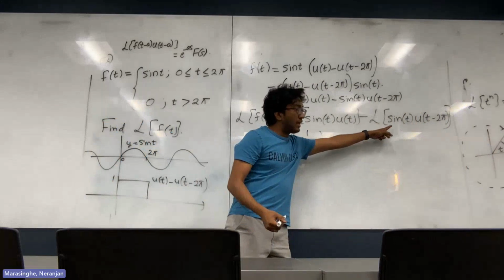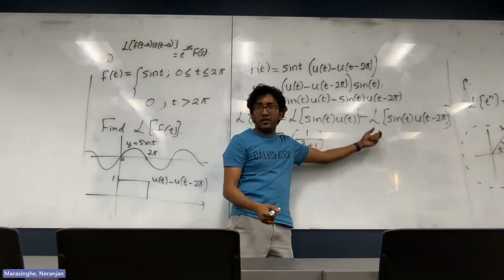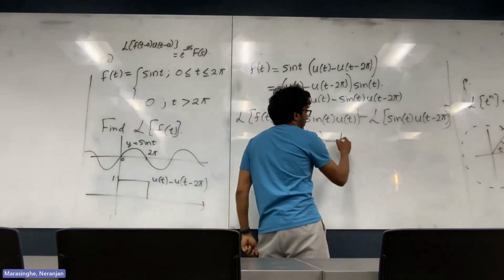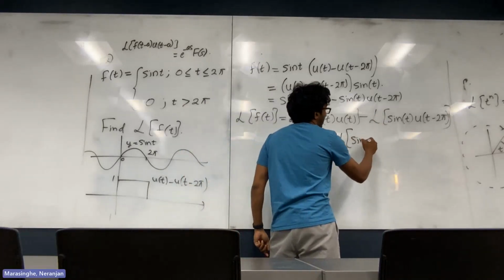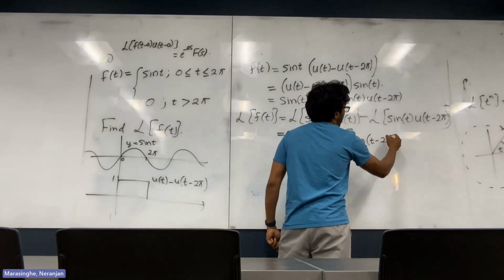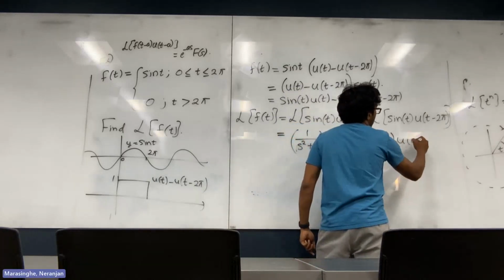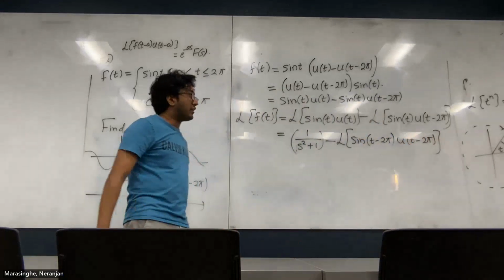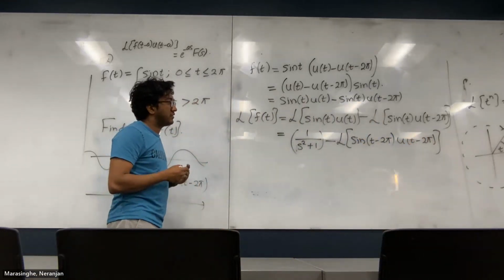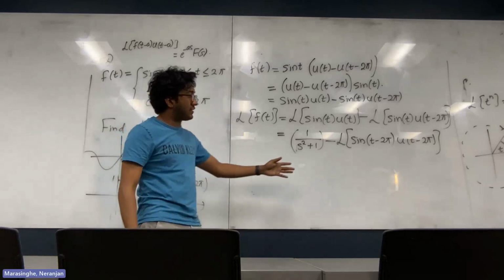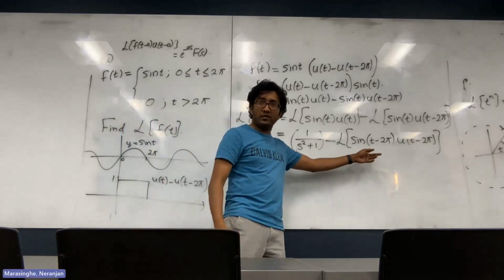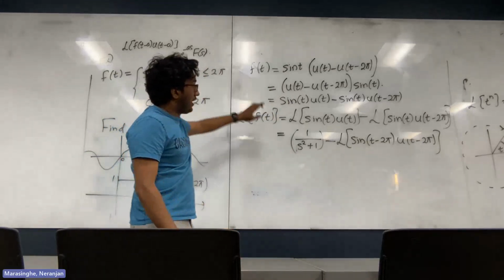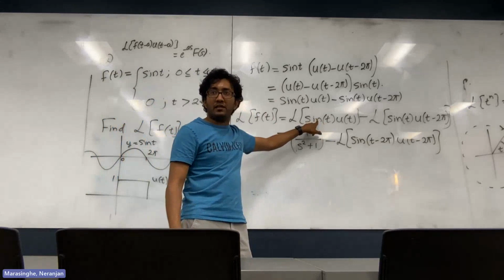So instead of sine t, I am going to put sine of t minus 2 pi because both of them are the same. So what is this? Sine of t minus 2 pi, okay? I used trigonometry. Now I can apply the second translation theorem. Now instead of f(t), I have sine t, and I know the Laplace transform of sine t.